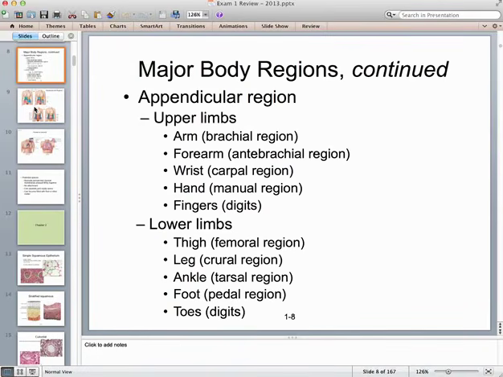So we've talked several times about how we talk about the brachial region instead of the arm. The antebrachium is the forearm. The only exception really is we never say the crural region for the leg. We always just say the leg. And I know that kind of stinks, but that's kind of how the world works. So there you go.